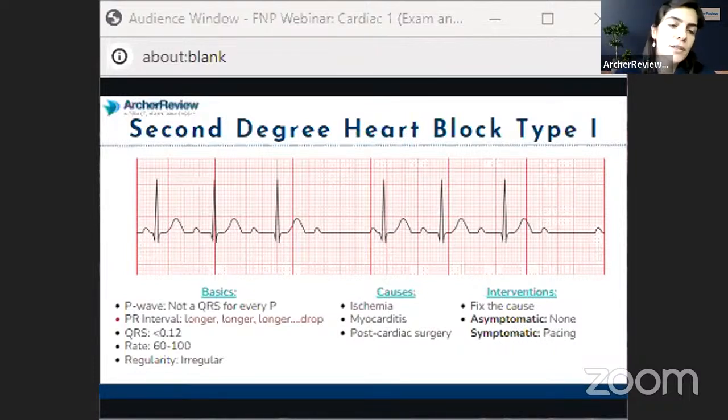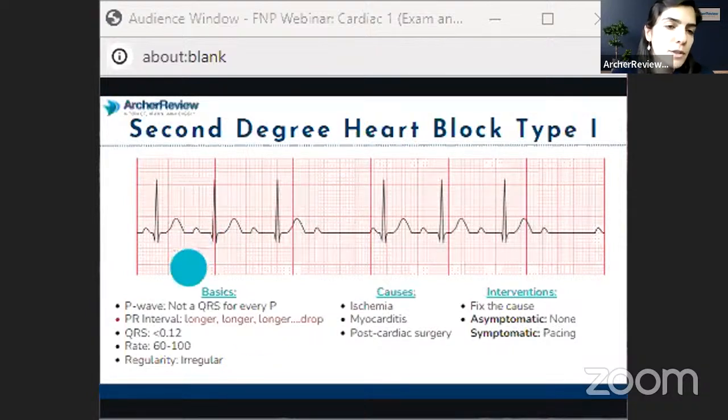So you're going to, again, look for all your parts, right? P, QRS, P, QRS, P, QRS, P, what? Where did that QRS go? You have a dropped QRS right there. Again, P, QRS, P, QRS, P, QRS, P, up, another dropped QRS. So there's not a QRS for every P wave, right?